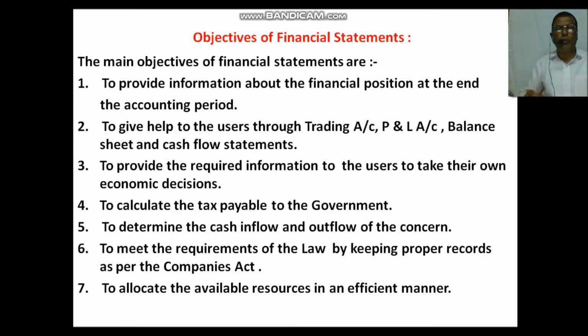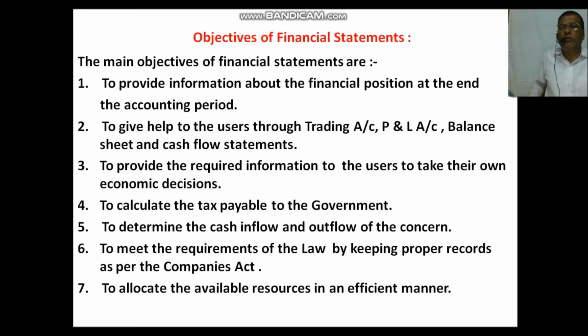The sixth one, to meet the requirements of the law by keeping proper records as per the Companies Act. As per the Companies Act, we can maintain proper records with the help of these accounts.